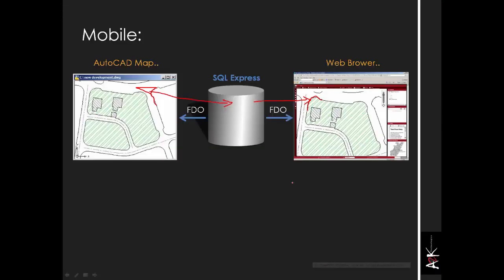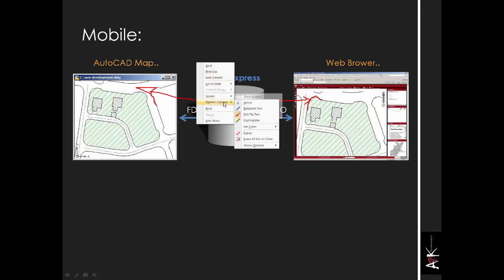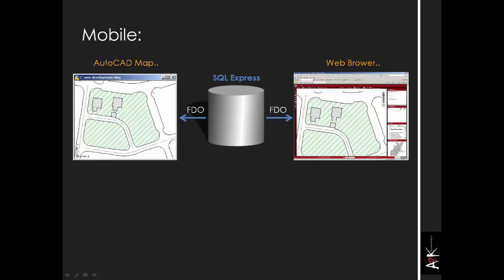What we're seeing here effectively is what I was drawing a while ago. I make a change, let me just clear this and do it again. So pointer options, erase all ink on slide. So I've made a change on my AutoCAD view here. That change is reflected into my data source and it shows up on my web browser.